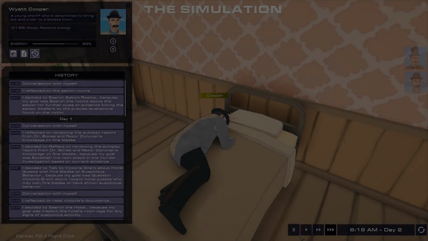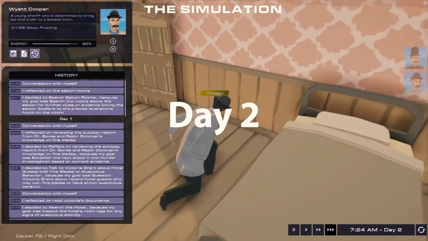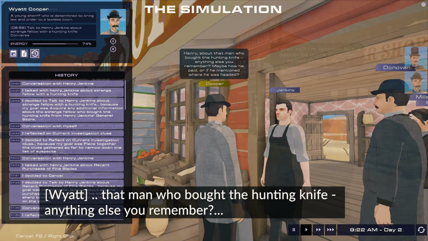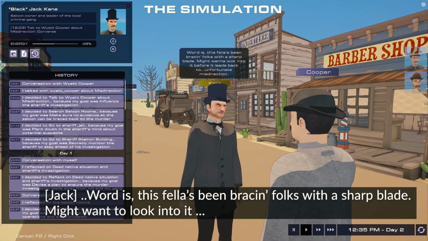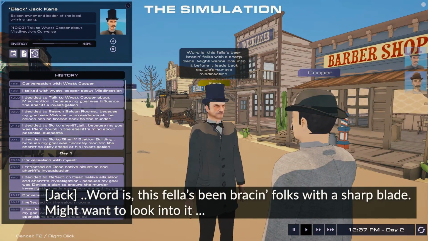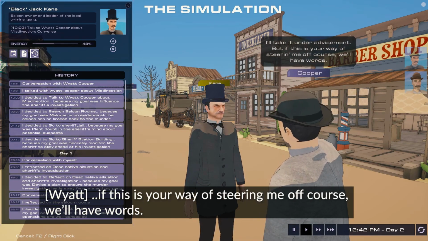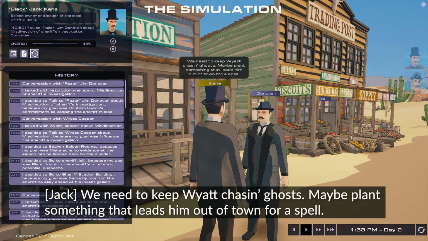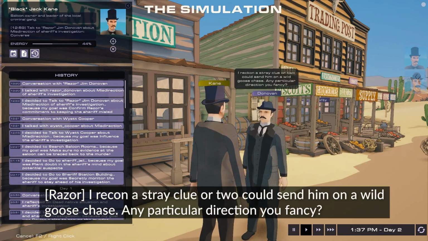The sheriff awakens on day 2 and immediately gets to work tracking down some leads. After the sheriff gets a tip on a suspicious man who bought a hunting knife, Blackjack talks to the sheriff in order to direct him away from Razor, but the sheriff is suspicious. With their plans on the line, Blackjack decides to step up their efforts.